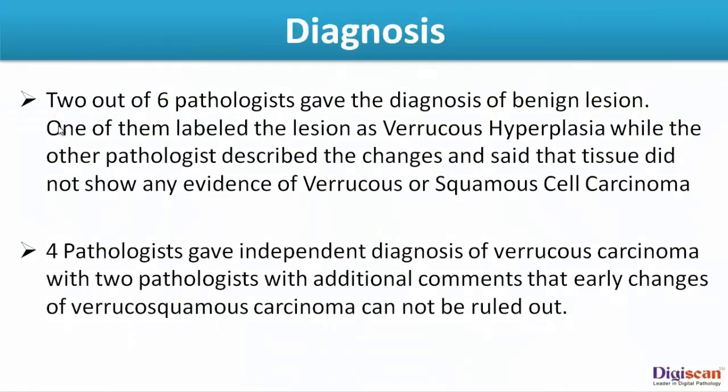Two out of the 6 pathologists who had a look at these slides gave the diagnosis of benign lesion. One of them labeled the lesion as verrucous hyperplasia, while the other pathologist described the changes and said the tissue did not show any evidence of verrucous or squamous cell carcinoma. While 4 pathologists gave an independent diagnosis of verrucous carcinoma, 2 of them made additional comments that early changes of verrucous squamous carcinoma cannot be ruled out.